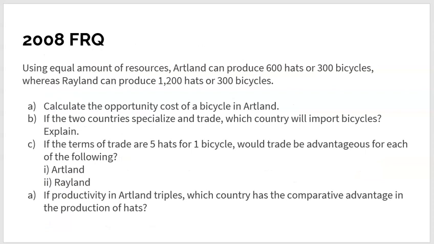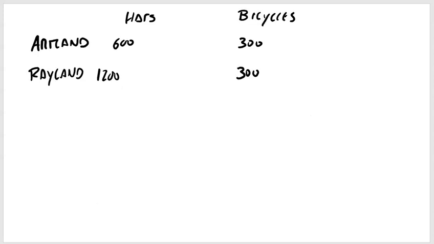All right, so the last thing we're going to go over is this 2008 FRQ. So we're talking about Artland and Rayland, with Artland at 600 hats, 300 bicycles, and Rayland with 1,200, 300. And so the first question is asking us to calculate the opportunity cost of a bicycle in Artland. So this is essentially our table here. Artland can produce 600 hats, 300 bicycles. Rayland can produce 1,200 hats, 300 bicycles.